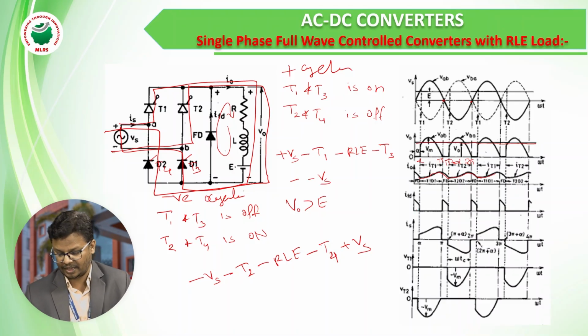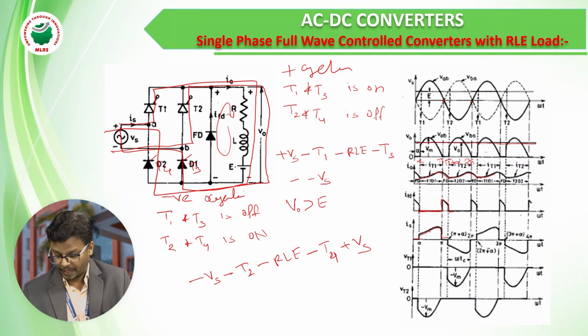And after that, here we are observing the freewheeling diode current. When the source conducts from alpha to pi, the source voltage is present, so in the freewheeling diode the current is 0. When the supply voltage becomes 0, the inductor will drive the current. At that time the current through the diode will be present in the output waveform. So here we can observe the freewheeling diode current, and this is the source current that we observed here.